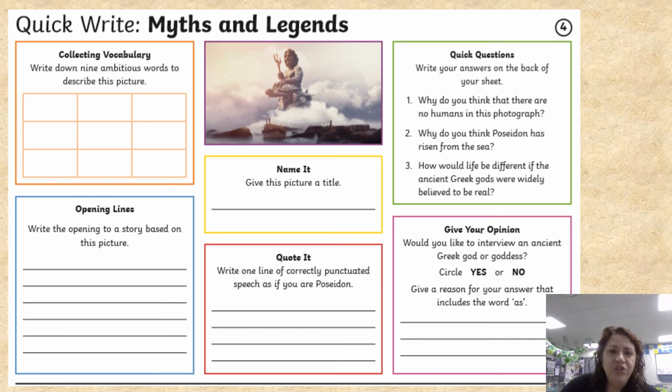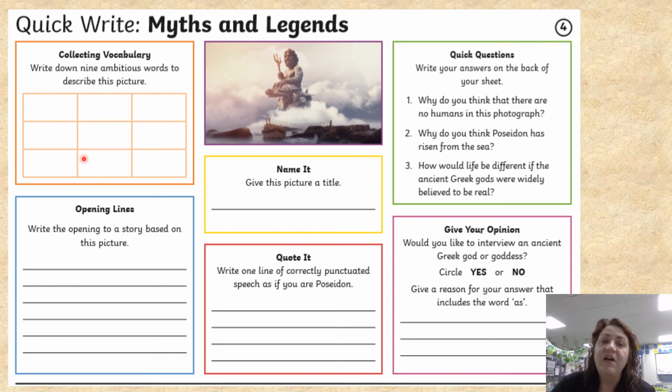Okay. What you're doing in this top corner is thinking about 9 ambitious words to describe this picture. Think back to that page where we just paused. Any of those words you might want to use, or something else that's ambitious. Torrential might be a good one. It's not really rain, is it? But the torrential waves, you could have. Let's have a look. Angry, or those clouds look angry, don't they? Angry clouds. That's like personification, isn't it?